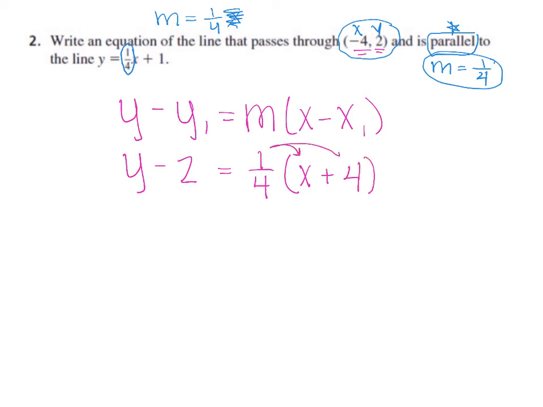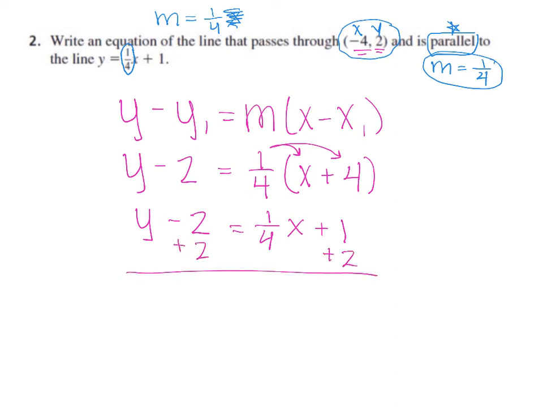Finish getting y by itself so that it's in slope-intercept form. Means y minus 2 is 1/4 x plus 1/4 of 4. It means 1 times 4 and then divided by 4. So 4 divided by 4 is just 1. And my last step would be to add 2 to both sides. So I end up with y equals 1/4 x plus 3.